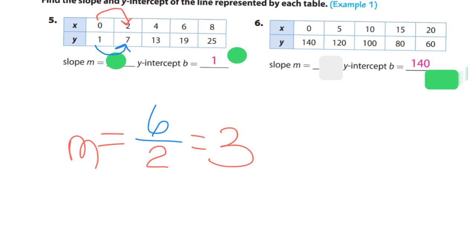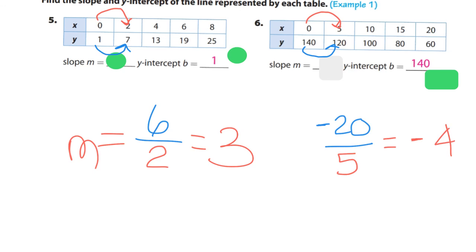All right, let's find our slope. The y's are going down by 20. So you're going down by 20 for your slope. The x's are going up by 5. So positive 5, you're going up. So negative 20 divided by a positive 5. A negative divided by a positive is a negative. 20 divided by 5 is 4. So you can see my slope is negative 4.